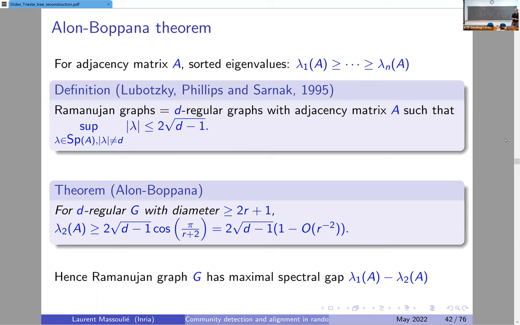Yes, so the equivalence of the two notions of a spectral expander and of an expander is a consequence of an inequality that is known as Cheeger's inequality that some of you may have heard about. This is an important inequality in the study of the mixing times of Markov chains. So I could elaborate on that, but.